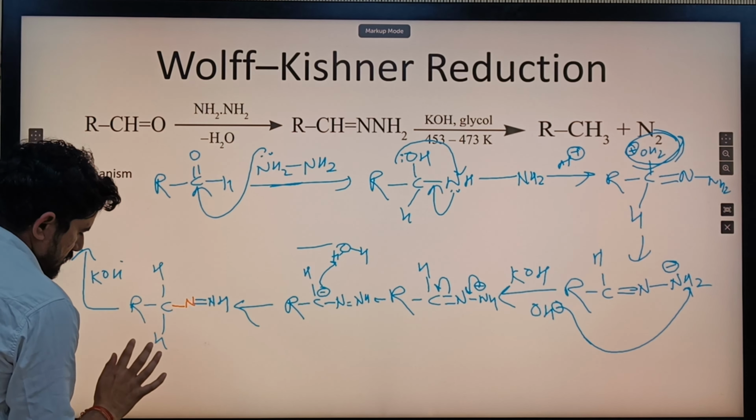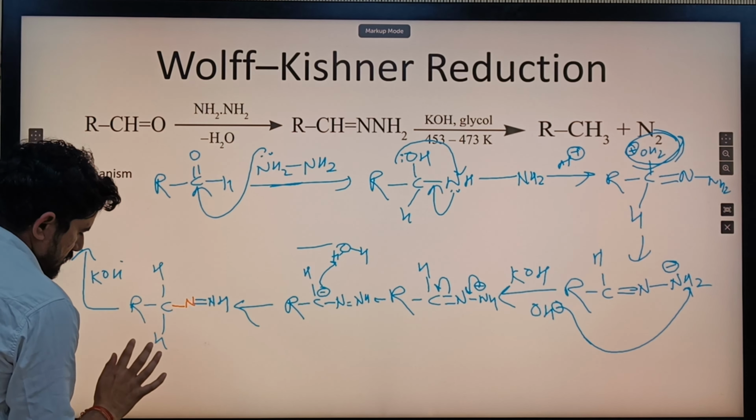So this is the simple mechanism behind the Wolff-Kishner reduction. And let's move to another reaction, aldol condensation. It is one of the most fundamental reactions used in organic synthesis. In aldol condensation, two aldehyde molecules are converted into an alpha, beta unsaturated aldehyde. So it is a self-condensation type of reaction.